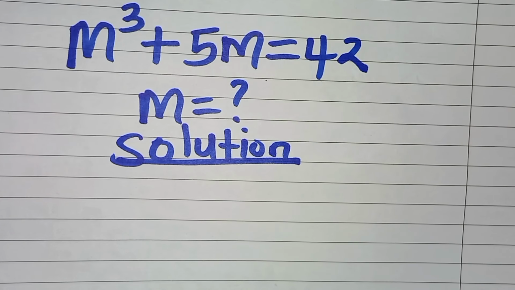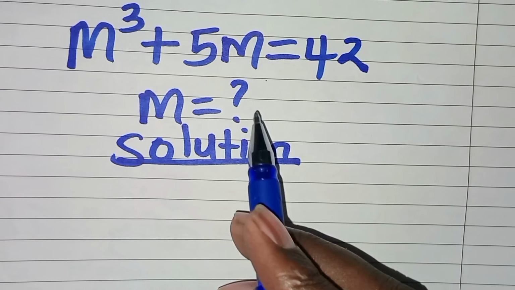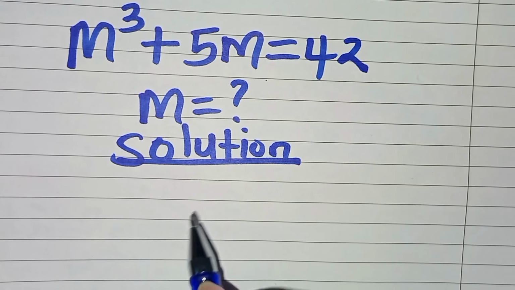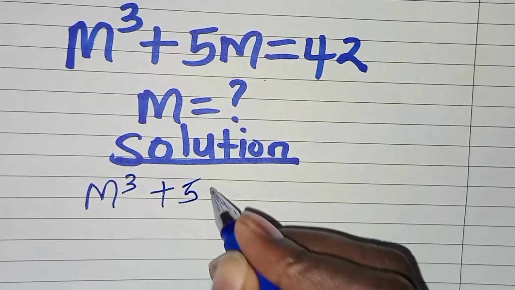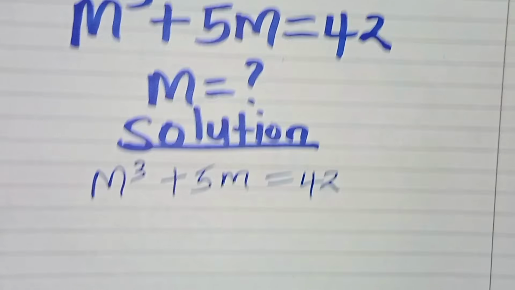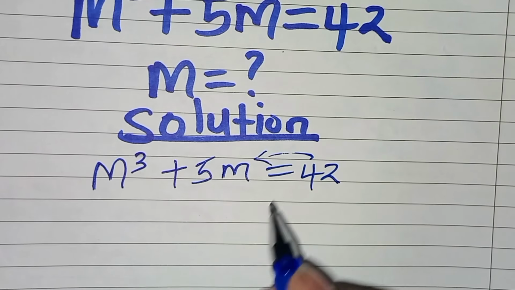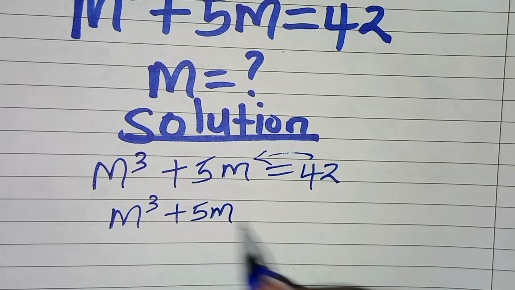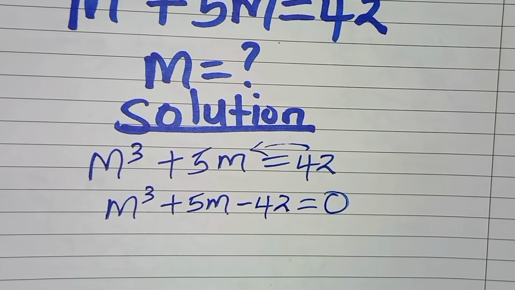Hello everyone, let's provide a solution to this nice algebra problem, which is m cubed plus 5m equal to 42. So what is the value of m? Now, we have m to power 3 plus 5m equal to 42. In this case, let's take 42 to the left-hand side, so that now we'll have m to power 3 plus 5m subtract 42, this is equal to 0.